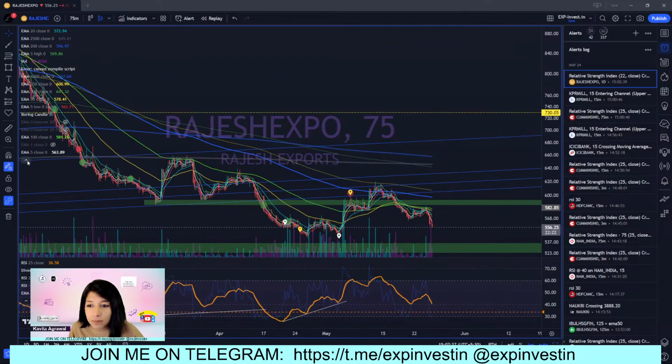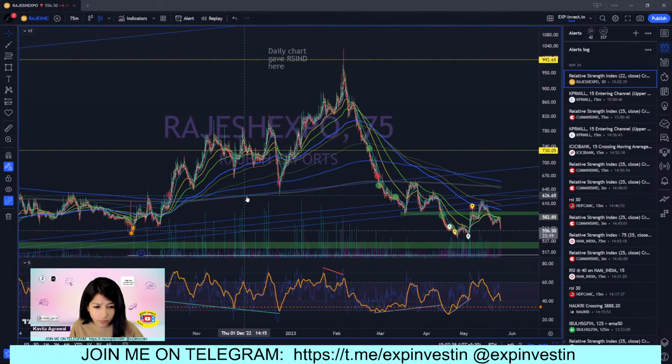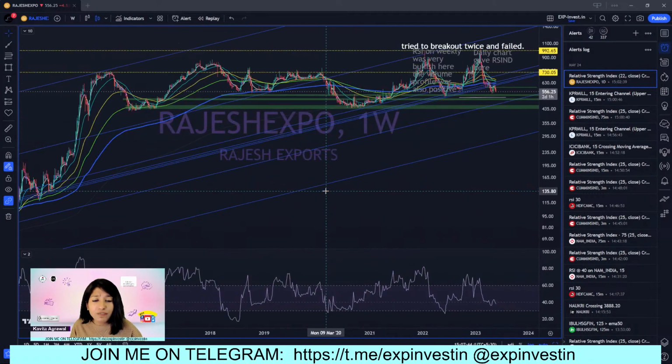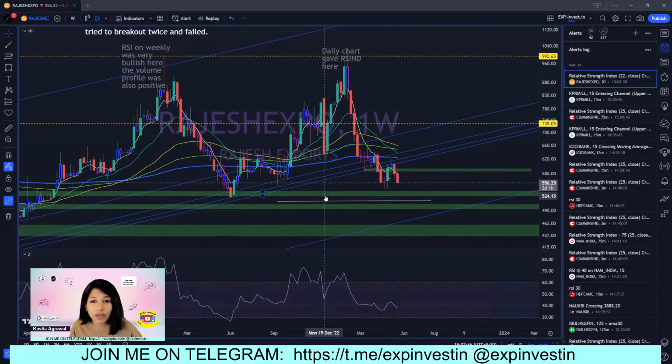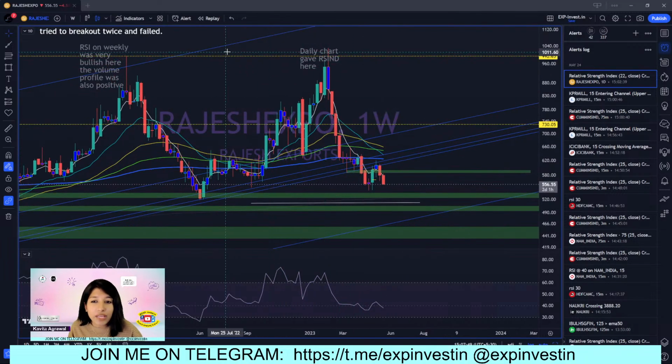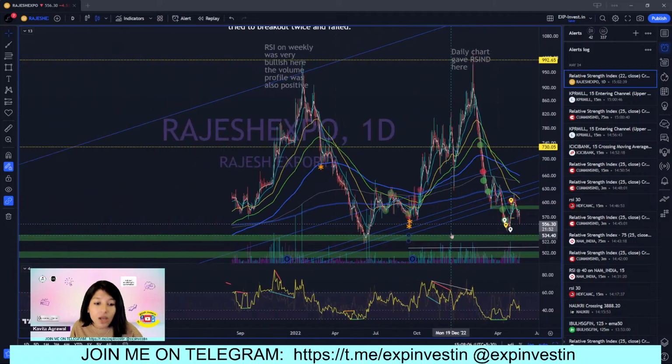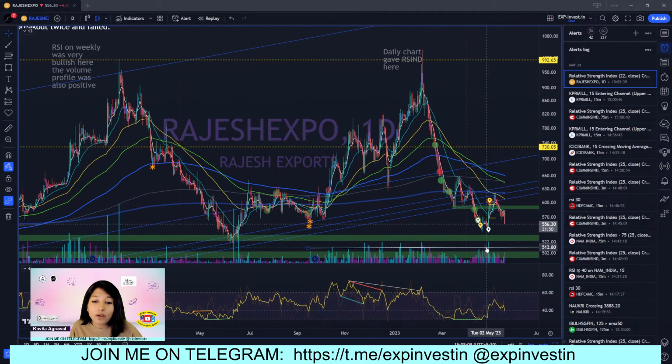All right, so Rajesh Expo is a stock that I trade quite often, and if you look at this weekly time frame, it's very evident that the stock has strong resistance around 997, but what is also evident is that the stock also has strong support near the level of 530 to 540. The stock right now is trading at 556. So that's what we've determined from the weekly time frame.